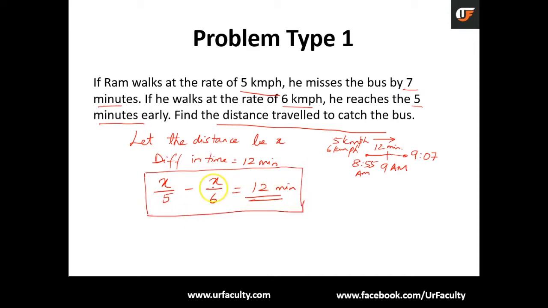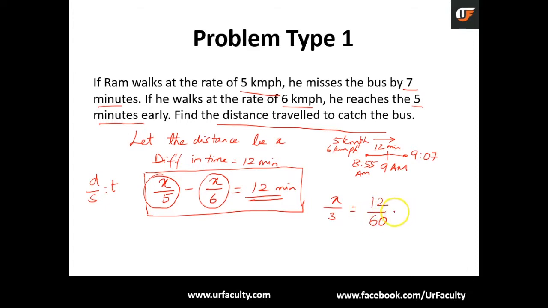What I'm trying to do here is basically arriving at the time. You know that distance by speed is equal to time. So this is the time taken to travel at 5 km per hour. This is the time taken to travel at 6 km per hour. So the difference of these is 12 minutes. And finally, if you solve it, what do you get? It's pretty simple. You get x by 30 is equal to 12 by 60.